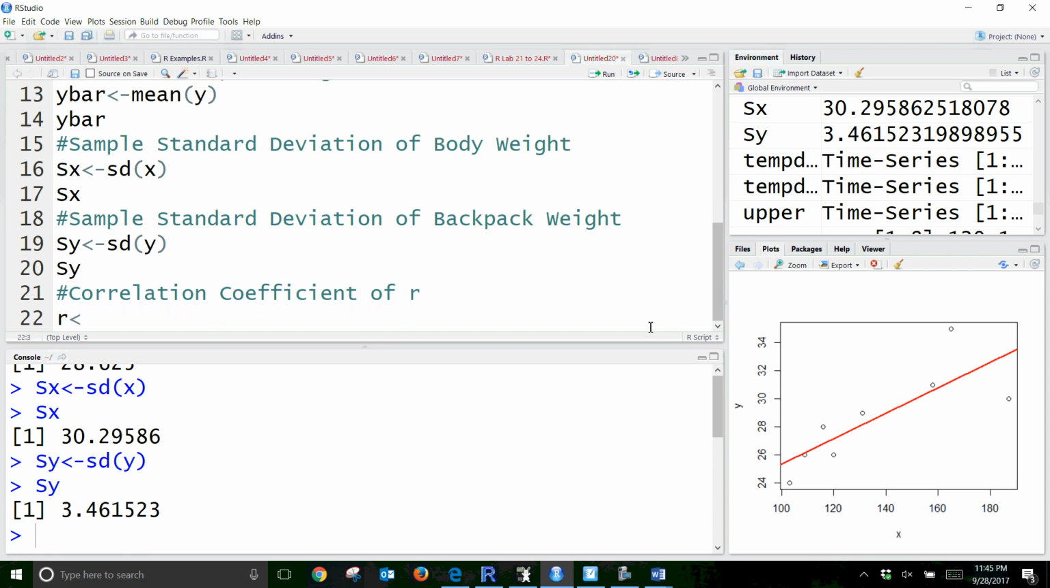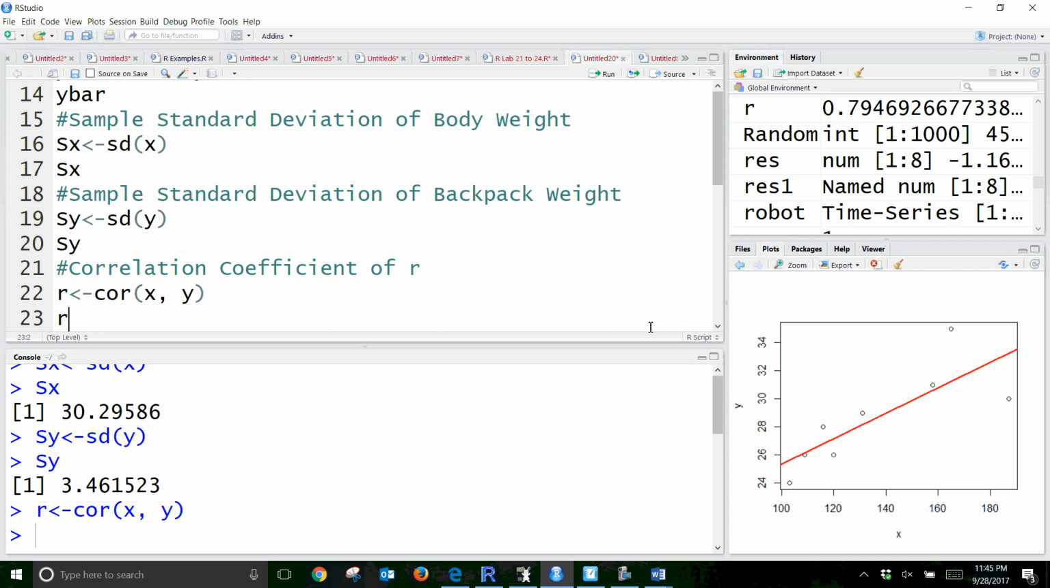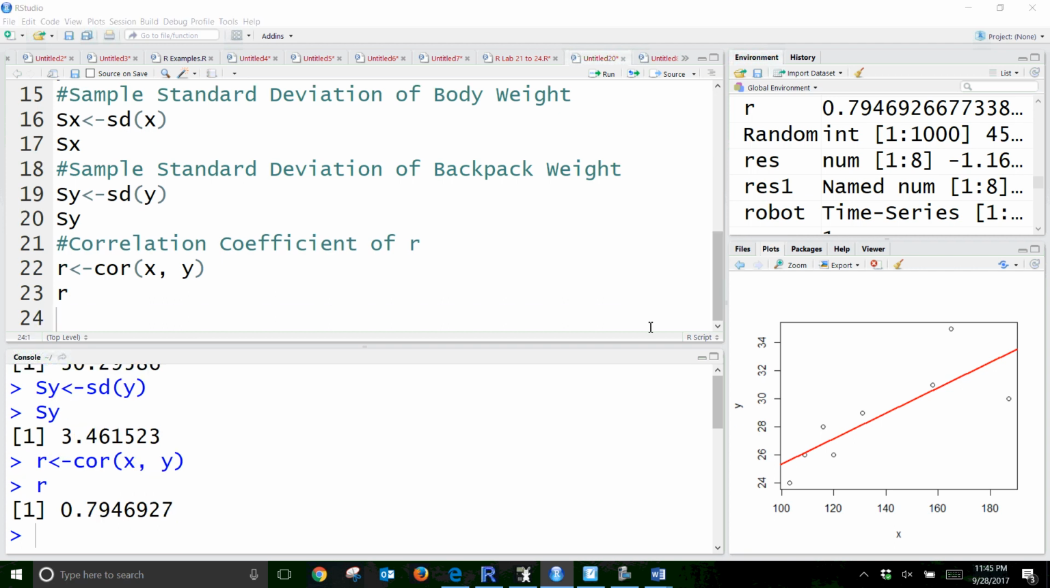We'll just call that R, and that'll be COR of x comma y. That'd be 0.794697. So this is positive. So we know we have a positive relationship, and it's pretty strong. The closer it gets to 1, the stronger it would be. That'd be a perfect positive relationship. So 0.79, about 0.8, that's a pretty strong positive relationship.